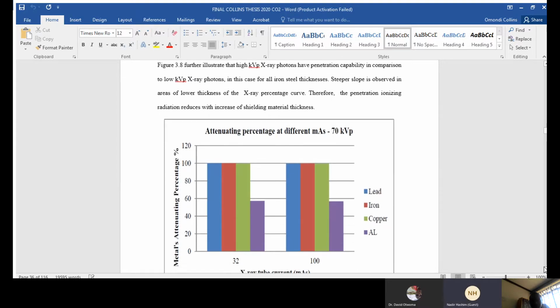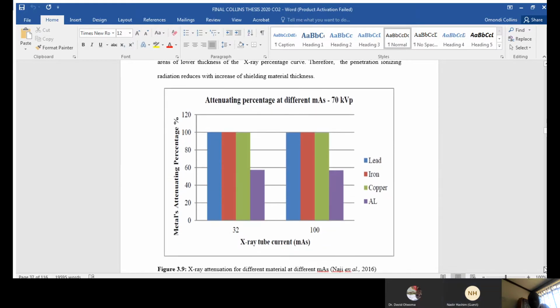Okay. So again, a new diagram for the lead, iron, copper, and aluminium, different materials, subjected to current. The effect is nearly the same for the same material, for lead, as you can see, the blue, and for 100 milliamps is nearly the same.